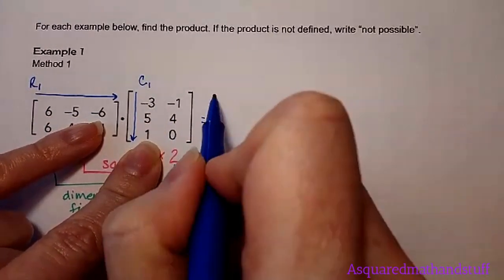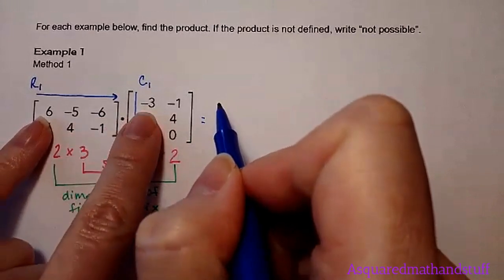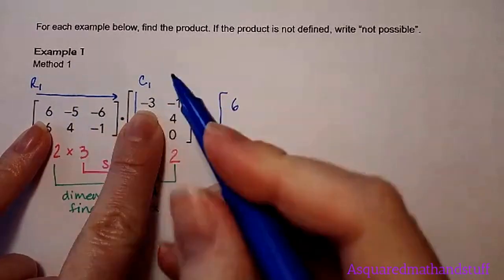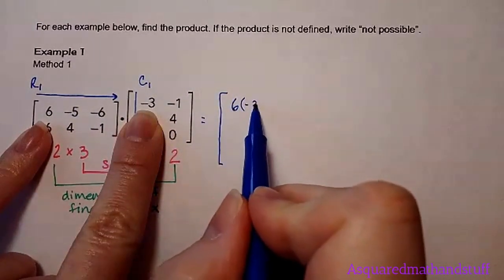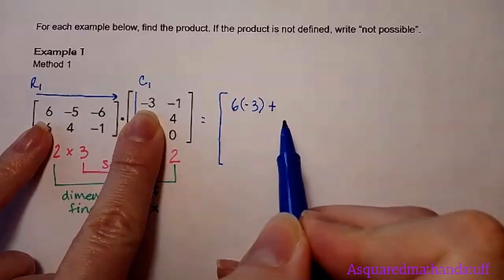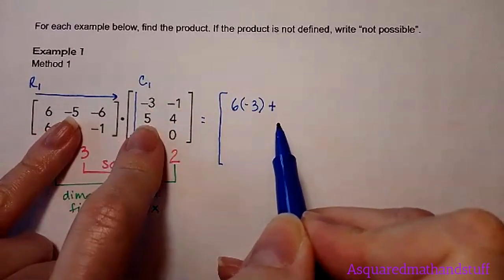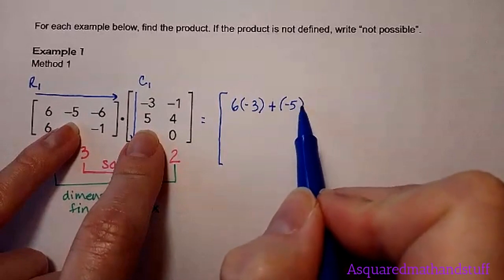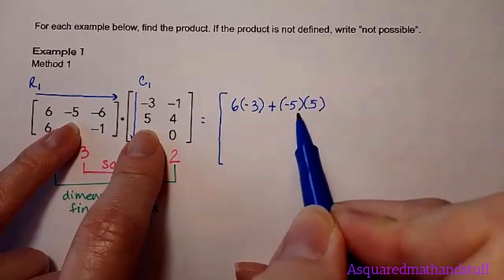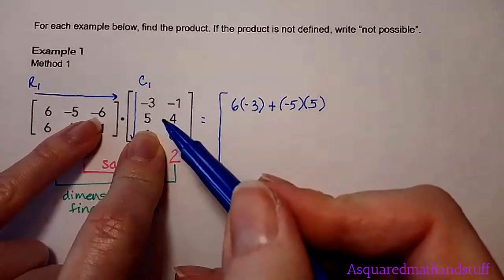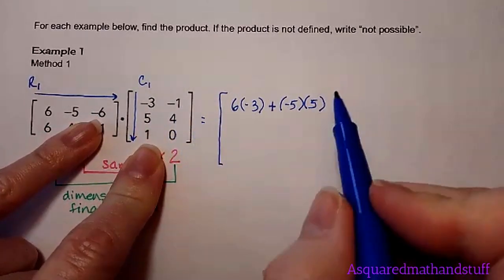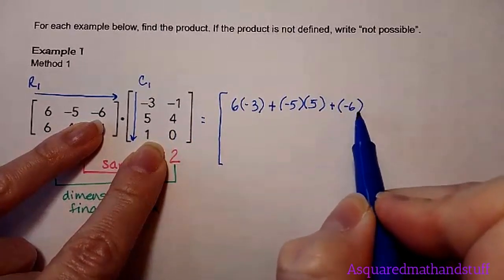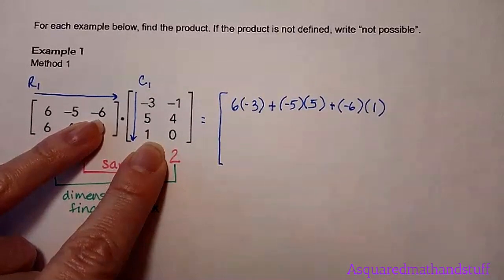All right, let's set this up. Row 1 and column 1, I'm going to end up with, I have 6 times my -3. I'm going to add that to my second number in each row and column that I'm looking at. So I'm adding that to a -5 times a +5. Now I'm going to move my fingers across and down again, and I'm going to add the product of those two numbers. So I'm adding a -6 times 1.